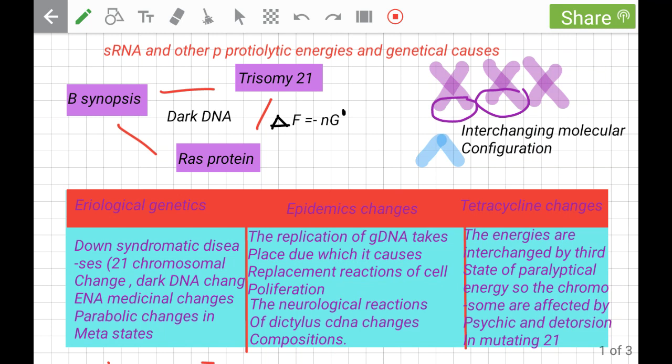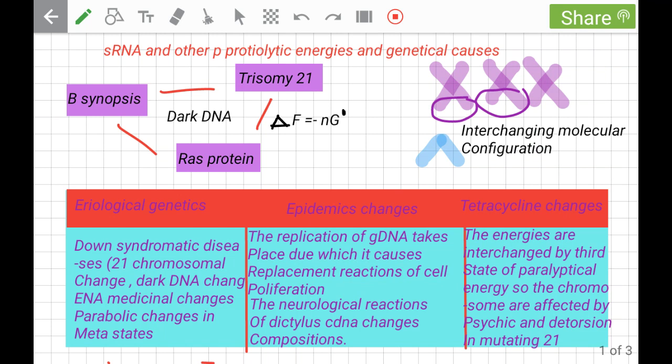So RAS protein is the protein which makes all the cofactors yielding. So between them is a coding structure which codes all the energy forms. This is the dark DNA. Yes, it is the energy's parabolical state. It codes all the energies form.